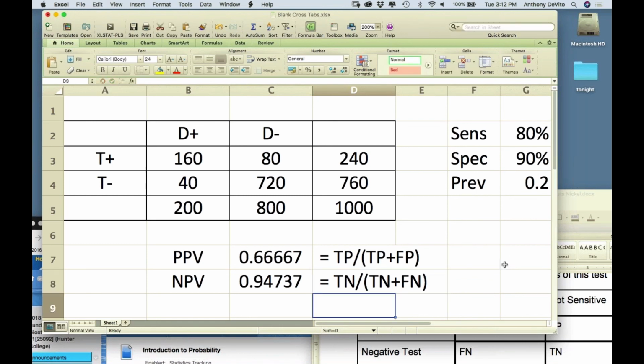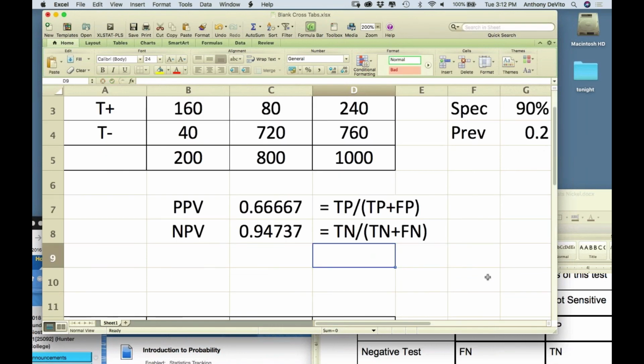That's your negative predictive value. Okay, so what do you think? Is 67% a pretty good positive predictive value? What do you think? Kind of, yeah. You want to know something, it's really not too bad, right?